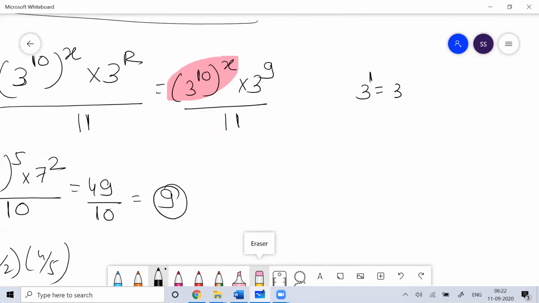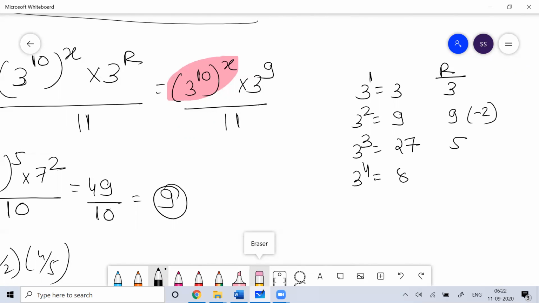So 3 to the power 1 is 3. If you divide by 11, that is 3. 3 to the power 2 is 9. If you divide by 11, you get 9 or minus 2. 3 to the power 3 is 27. If you divide by 11, you will get 5. 3 to the power 4 is 81. If you divide by 11, you will get a remainder 4. 3 to the power 5 is 243. If you divide by 11, you get a remainder 1. So 3 to the power 5 is giving a remainder 1.